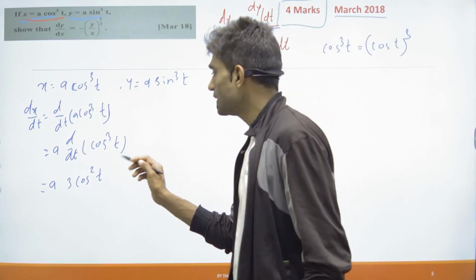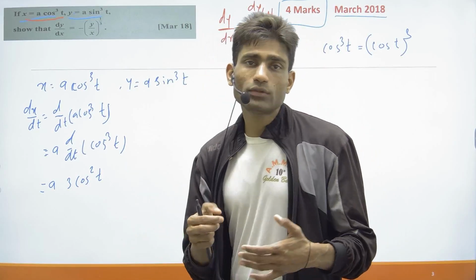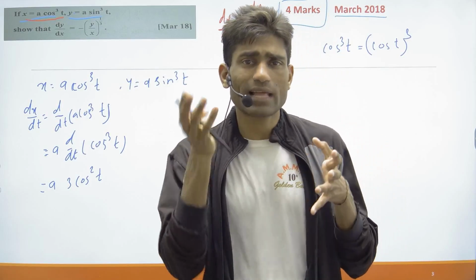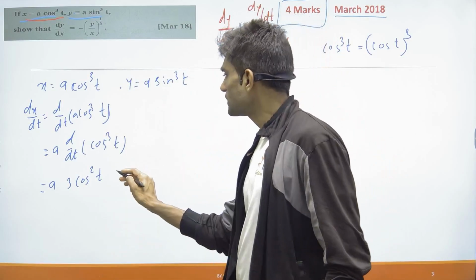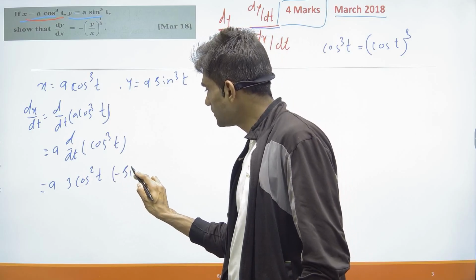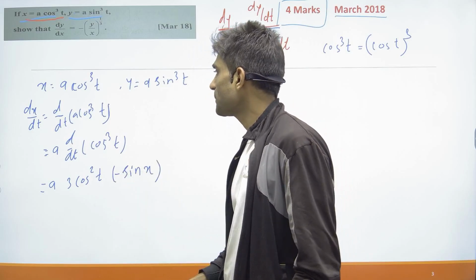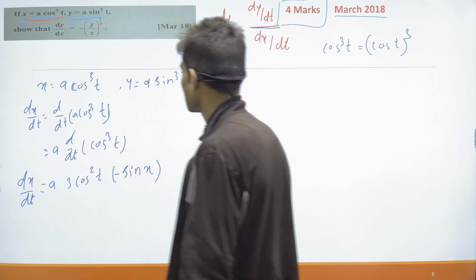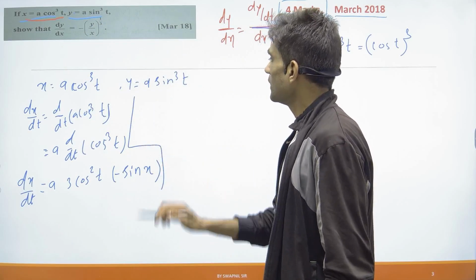And then the differentiation of cos t. We know that the differentiation of cos x is minus of sin x, so multiplied by minus of sin t. So this one is the value for dx by dt. I got the value for dx by dt.